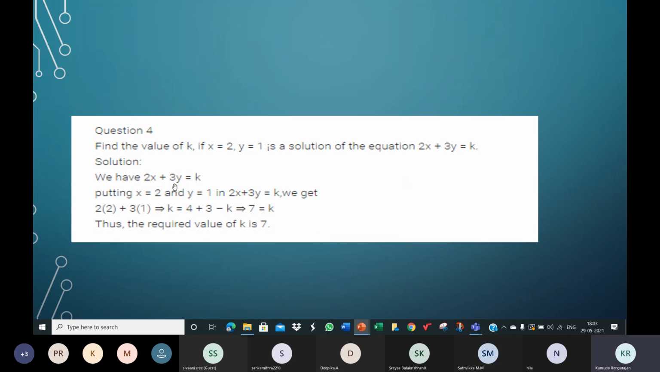So k is equal to 2x plus 3y. So 2x meaning 2 into 2, 4. 3y, 3 into 1, 3. So 4 plus 3, 7. 7 is the value of k.